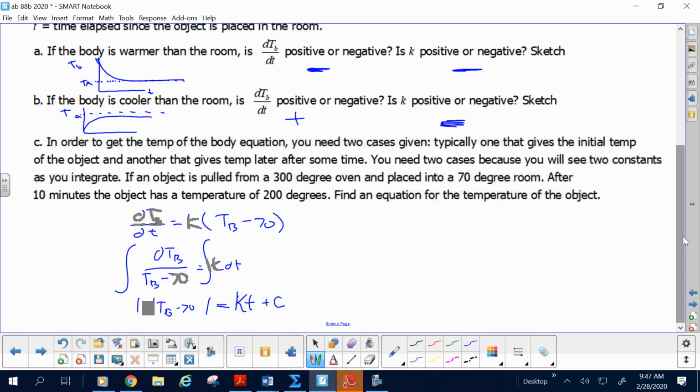Is that a poorly written K or is that a T? That's a K. For the integral. Oh, I thought that's a T. That's a K. Okay? That's a K. All right.